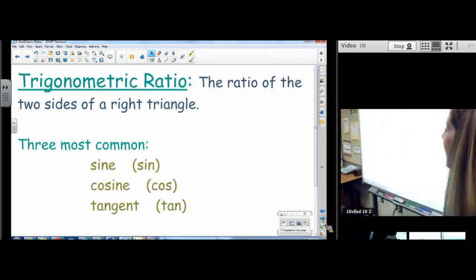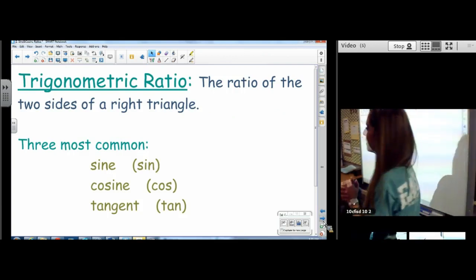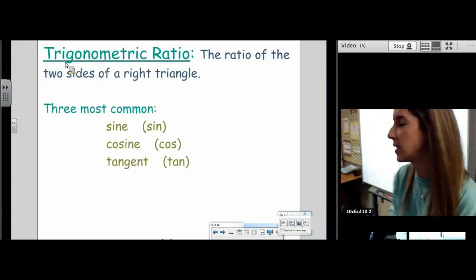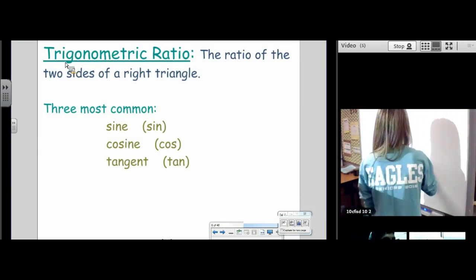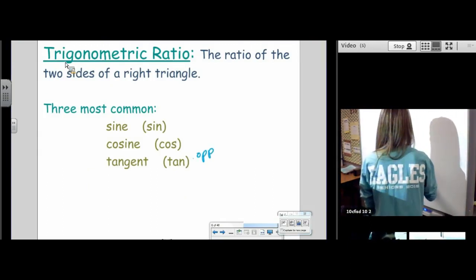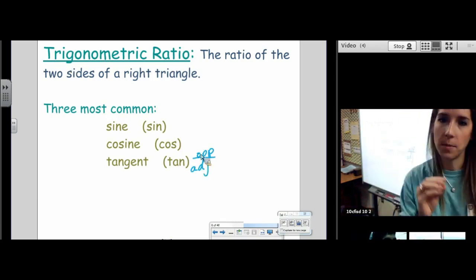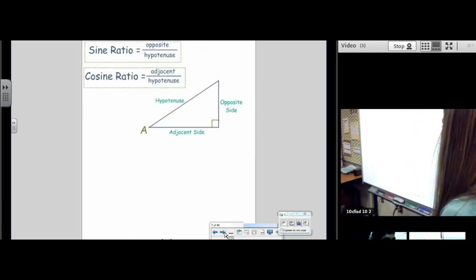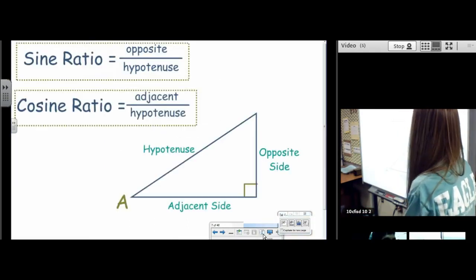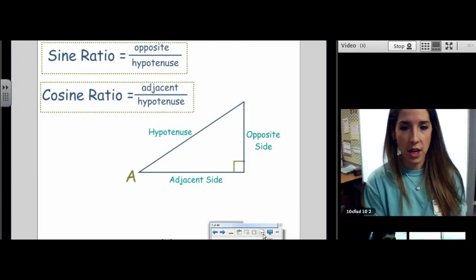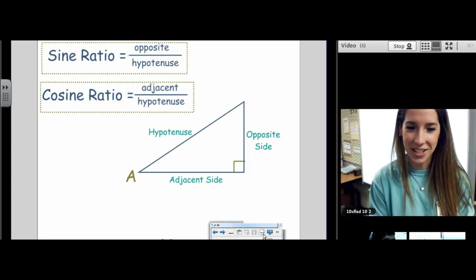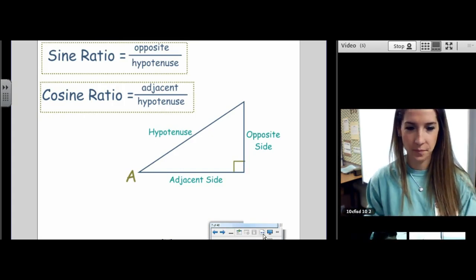Okay, anyways. So remember that there's 3 trig ratios: sine, cosine, and tangent. Yesterday we focused on tangent, and the tangent ratio was opposite over adjacent. Today we're going to learn what the sine ratio and the cosine ratio are. Go ahead and write these in your notes. The sine ratio is opposite over hypotenuse, and the cosine ratio is adjacent over hypotenuse. Write them down, and then we'll talk about it.